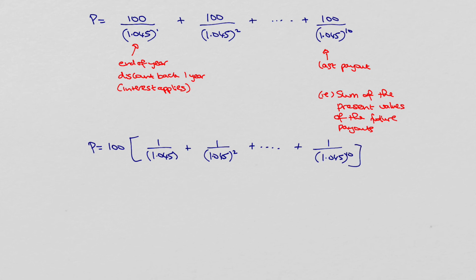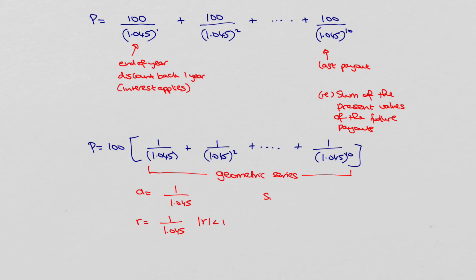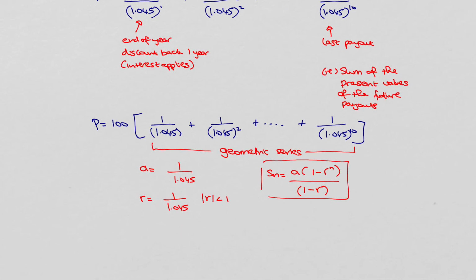So everything inside here is a geometric series because we have a first term and we have a common ratio. Our first term is 1 over 1.045. Our common ratio, well, I'm multiplying everything there by itself, so my common ratio is 1 over 1.045. Since r this time is less than 1, I'm going to use a times 1 minus r to the power of n over 1 minus r, as found in our maths tables, page 20. And how many terms do I have? Well, my compounding periods is 10, which means that I must have 10 terms.